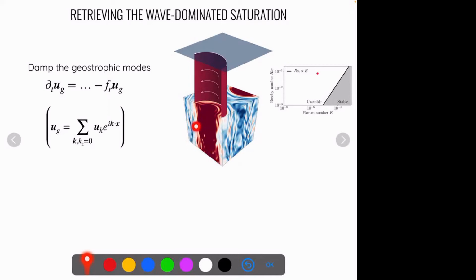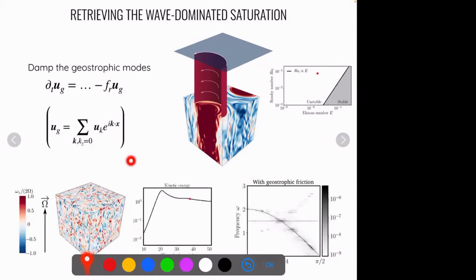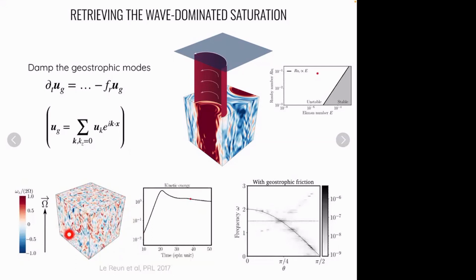So what we do is that to mimic this reconnection with the boundary, we add a specific friction to the geostrophic modes to force them to be subdominant. And by doing so, we retrieve three-dimensional turbulent states. If you look at the energy as a function of the frequency and the angle, you see now that the energy is very well focused along the dispersion relation. So here we retrieve really the wave-dominated regime, as in the experiment.